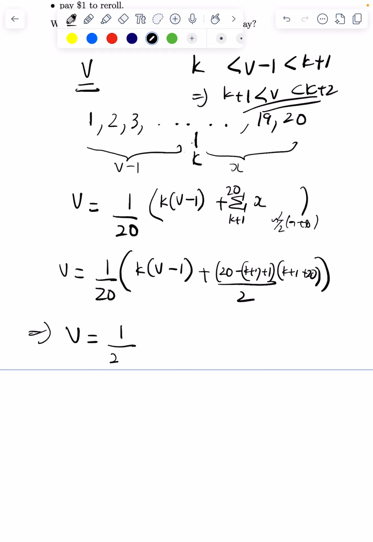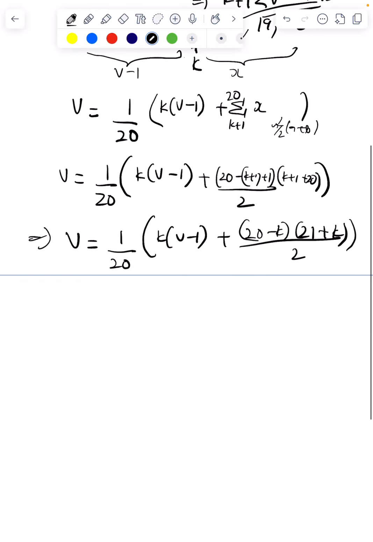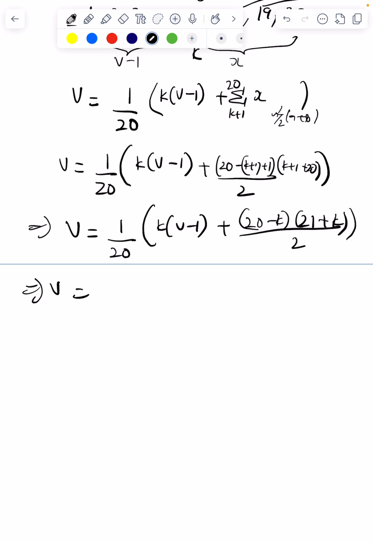That would give you V equals 1 upon 20 into K into V minus 1 plus this would become 20 minus K, and the other part would be 21 plus K divided by 2, right? That's what you'd have. So if I further expand on this, it would be 1 upon 20 into K into V minus 1 plus, when I expand this, it would essentially become 420 minus K minus K square. Sorry, that would be minus divided by 2.